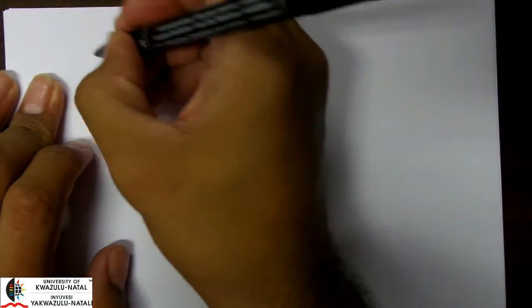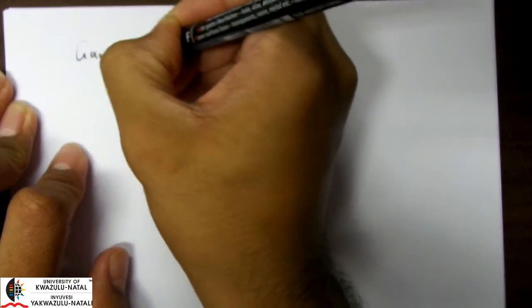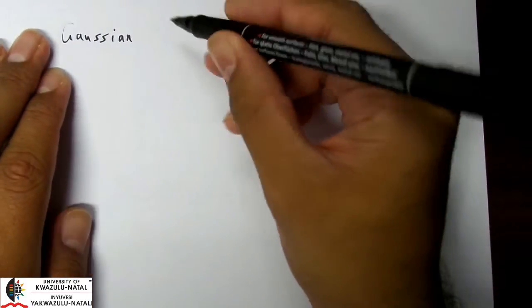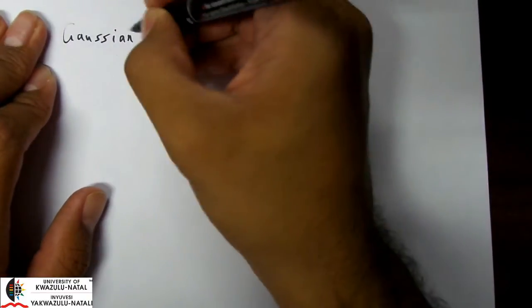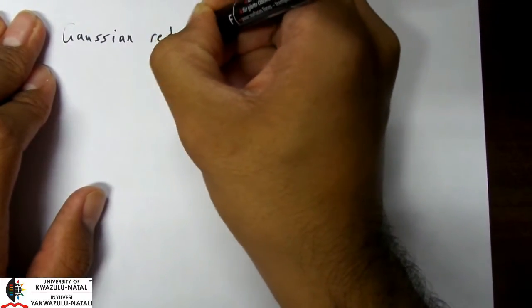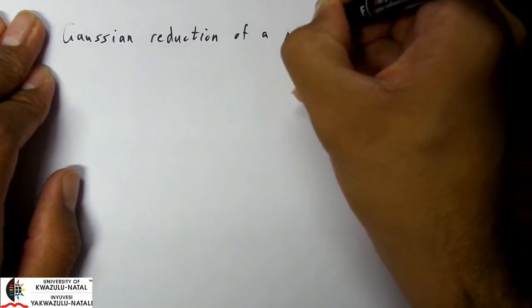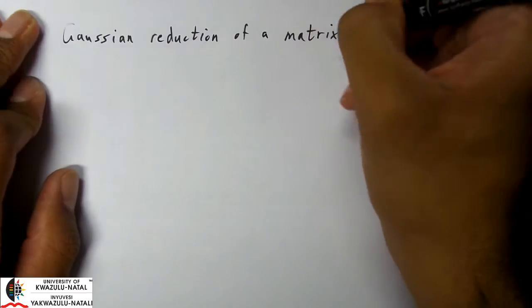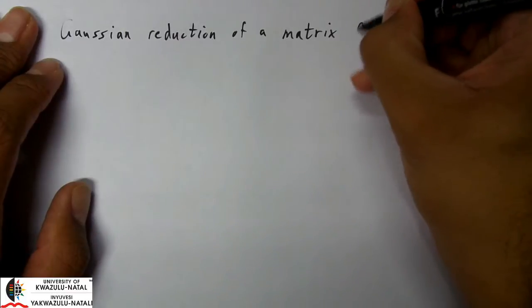Okay, so let's look at Gaussian reduction. You may have encountered Gaussian reduction in first year applied maths. So I'm just going to look at one example and you can revise on this technique in whichever way you can. Okay, so we're looking at Gaussian reduction of a matrix, to determine reaction independence.